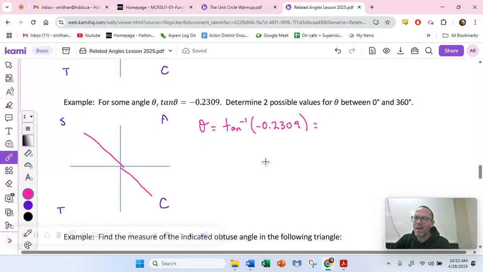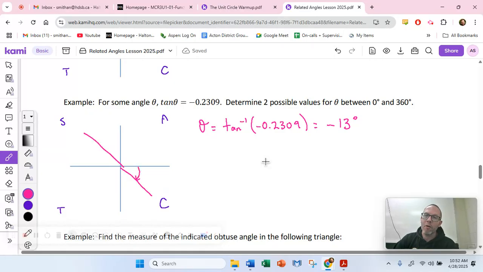Interesting. I got negative 13 degrees. Did you guys get that too? Is negative 13 between 0 and 360? No, it's not. However, this isn't useless. This actually just tells you your reference angle.